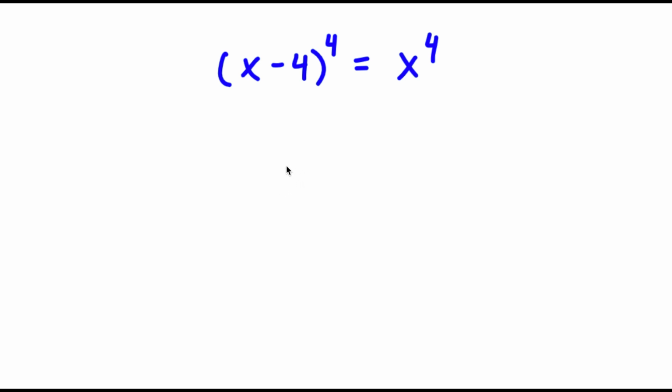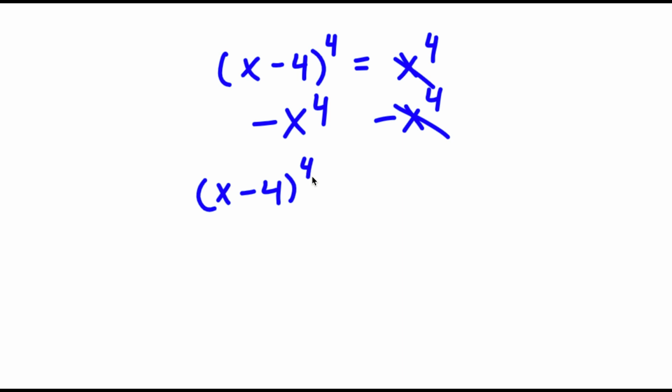Alright, so in this problem, I have (x − 4)^4 = x^4. To solve this, I'm going to first start by subtracting x^4 on both sides. So then these two cancel out, and now I have (x − 4)^4 − x^4 = 0.